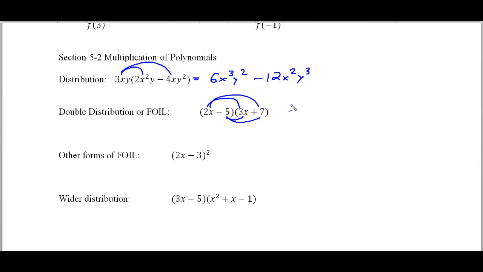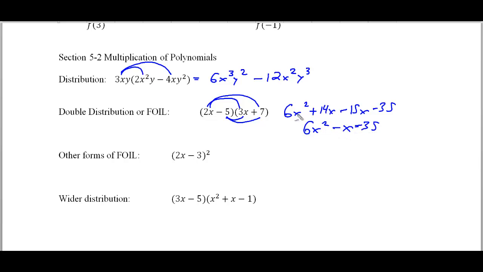2x and 3x make a total of 6x squared. 2x and 7 make a total of 14x. Negative 5 and 3 make negative 15x, and negative 5 and 7 make negative 35. Now what I'm going to do is simplify the middle two terms here. 6x squared minus x minus 35.